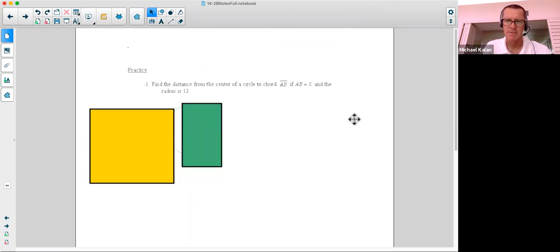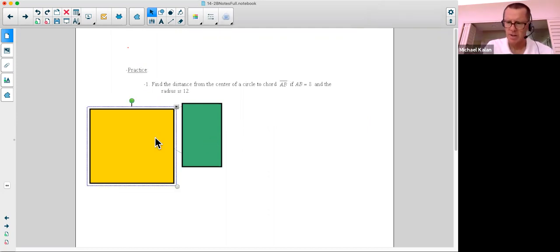Okay, so let's practice. And again, try these on your own, really dive into them, and then obviously I'll have the explanation for you. Okay, find the distance from the center of a circle to chord AB if AB equals 8 and the radius is 12. So draw that up, right? So the distance from the center of a circle to chord AB if AB is 8 and the radius is 12.